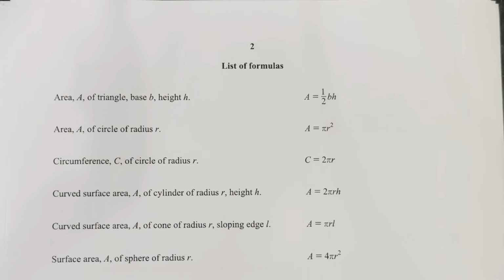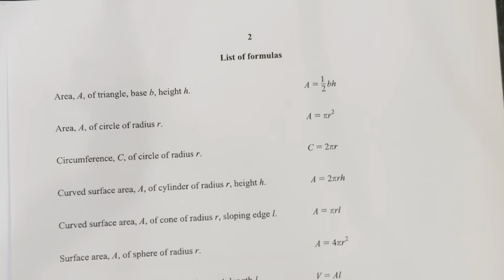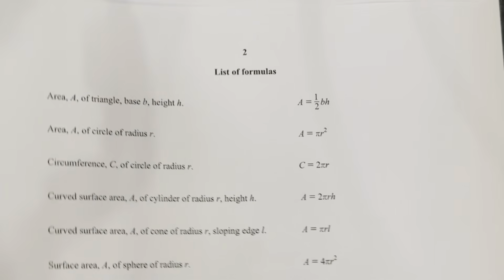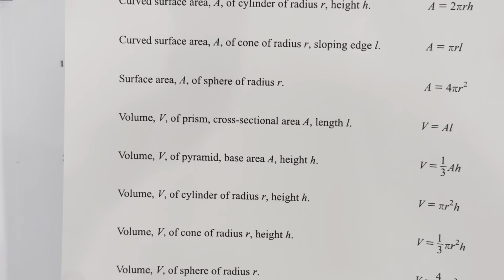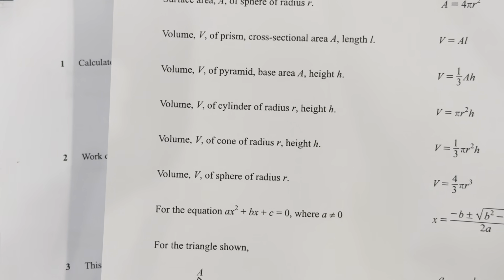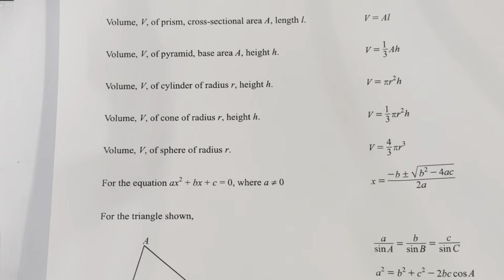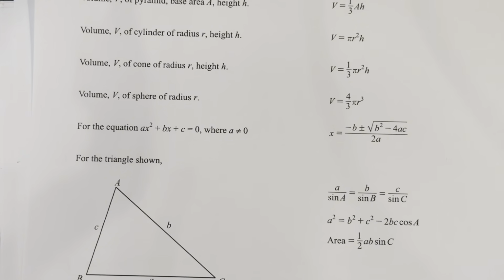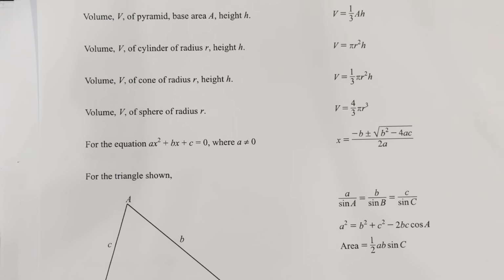A list of the formulas is also given. The formula sheet shows the area formulas for the figures. This sheet will also be given in paper 1, which I have already solved and shown you. Circumference, curved surface area, surface area and volume for the prism, volume of a pyramid, volume of a cylinder, all this is given, and also the sine rule, trigonometry ratios, and the area of a triangle in terms of sine. The quadratic formula is also given in the exam.